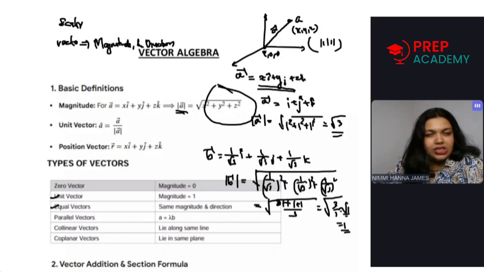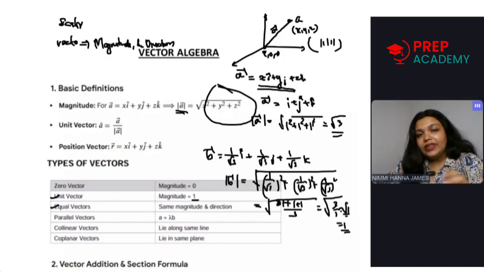So any vector which has the magnitude equal to 1 is a unit vector, and if in some case we get the magnitude of 0, then the vector is a zero vector. Then when do we say that two vectors are equal?